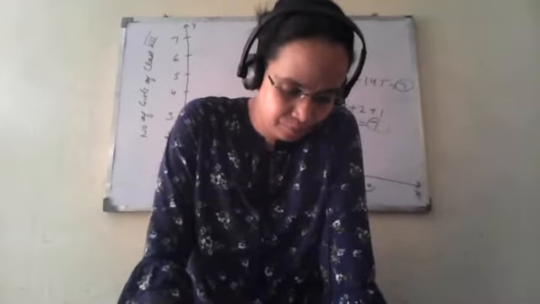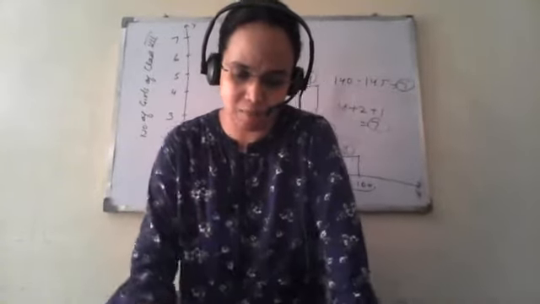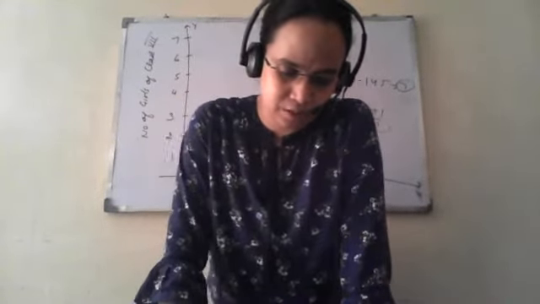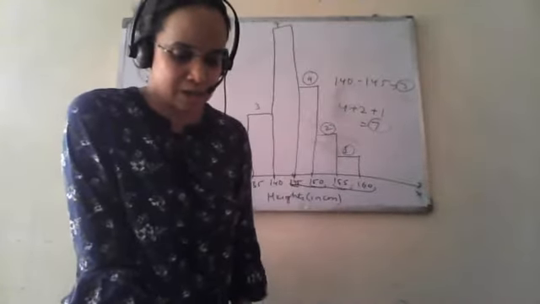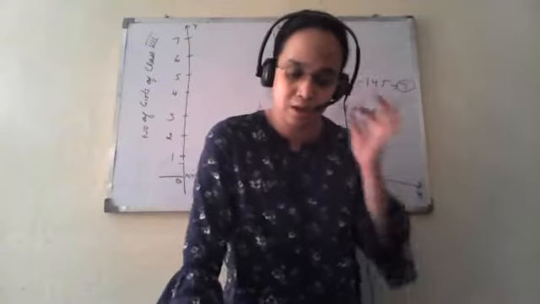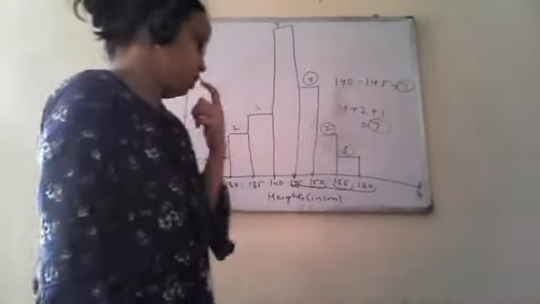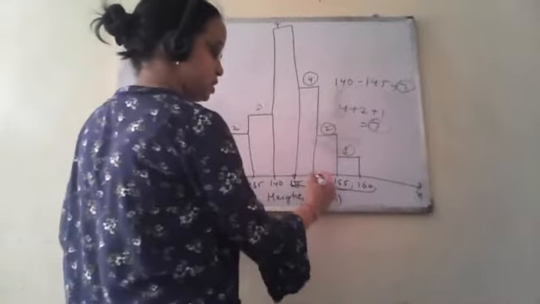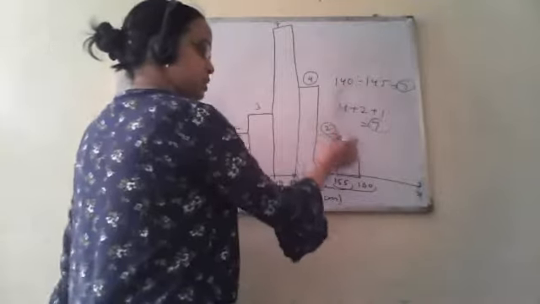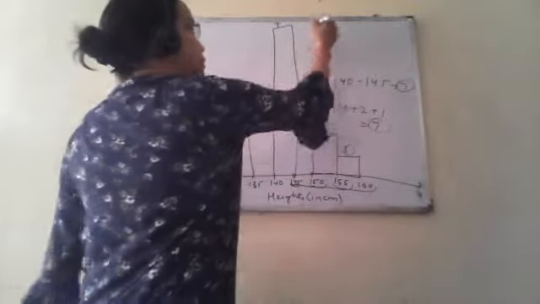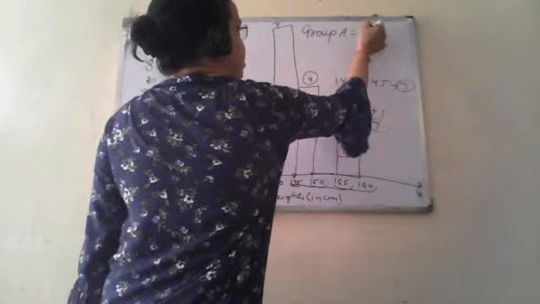Now the fourth part: if we divide the girls into the following categories, how many girls would be there in each? Okay, so how many girls are there in group A who have height 150 and more? 150 and more means these two class intervals. So group A will contain 2 plus 1, that is 3 girls. So group A will have 3 girls.